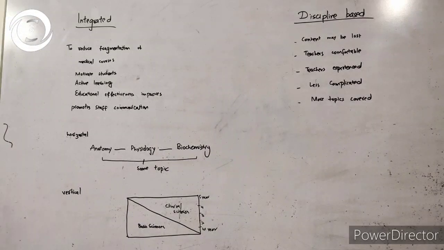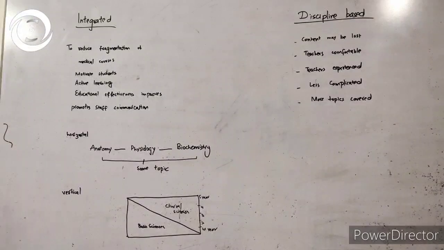In traditional discipline-based systems, teachers are experienced and comfortable, the course is less complicated, more topics are taught, fewer resources are required, and teaching is better. If a student wants to pursue a career in basic sciences, he or she may be lost by not seeing discipline-based departments. Content of the discipline may be neglected in an integrated system. So these were the advantages of the traditional system.